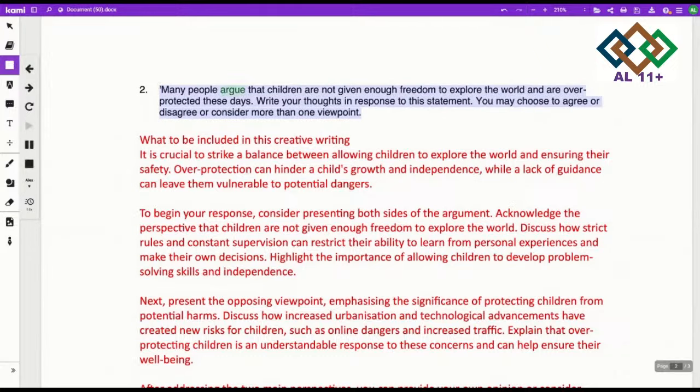Basically, what they're asking is: many people argue that children are not given enough freedom to explore the world and are overprotected these days. Write your thoughts in response to this statement. You may choose to agree or disagree or consider more than one viewpoint. So in this, you have to make arguments. I have done a lot of videos about arguments, agree and disagree.